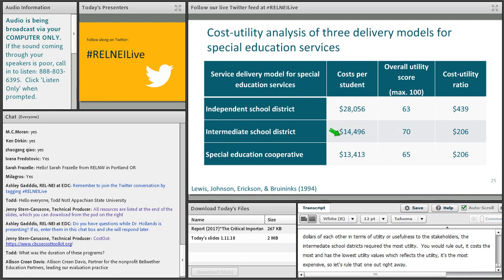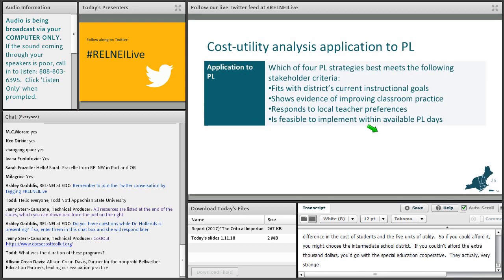Then the other 2, it's a bit of a trade-off here between the $1,000 difference in cost per student and the 5 units of utility. So if you could afford it, you might choose the intermediate school district. If you couldn't afford the extra $1,000, you go with a special education cooperative. They actually, very strangely, have the same cost-utility ratio.